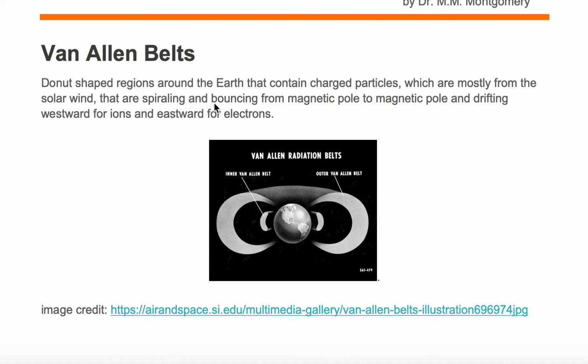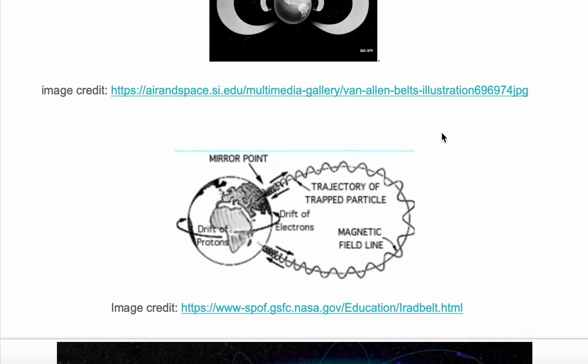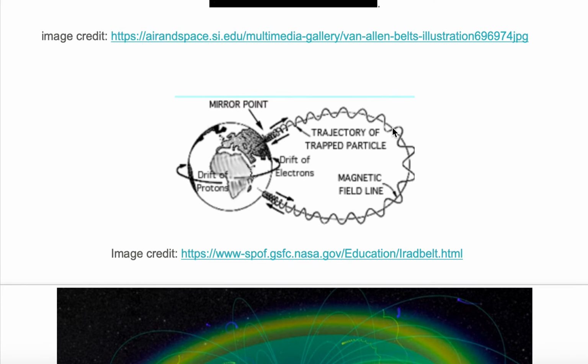Now notice I said they're spiraling and bouncing from magnetic pole to magnetic pole. So let's take a look at this from this NASA cartoon. We're looking at a magnetic field line. So now the particles are already trapped and they're spiraling along these magnetic field lines. So I'm going to show you an animation and look for these spiraling particles. You're going to see yellow colored particles, which are going to be your negatively charged particles like electrons, and you're going to see blue colored spiraling particles, and those are going to be your positively charged particles.